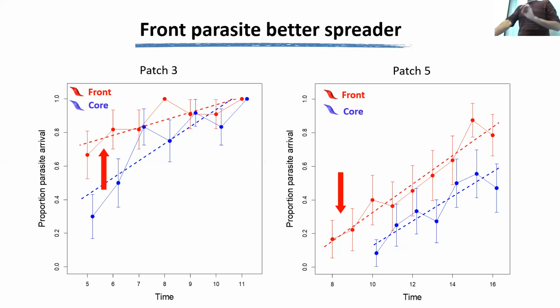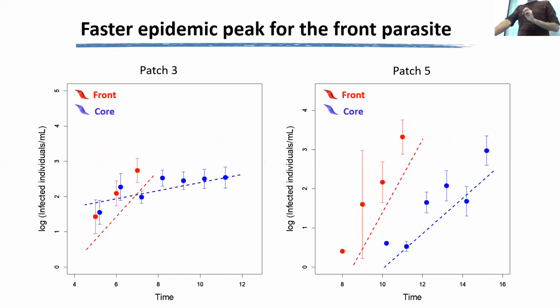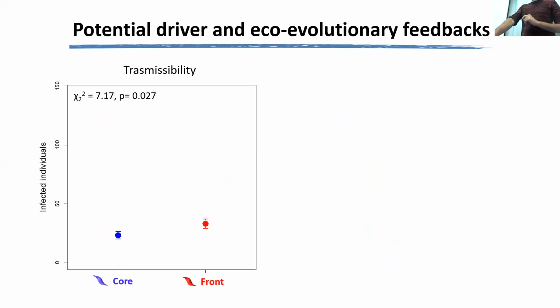And once it's there, what is the parasite doing? This time we have the log of the number of individuals per ml in the patch, and you can see a clear difference in slope. The front parasite has a steeper slope, and so produces the epidemic peak much faster than the core, in either patch 3 or 5. Now, how can we explain that?